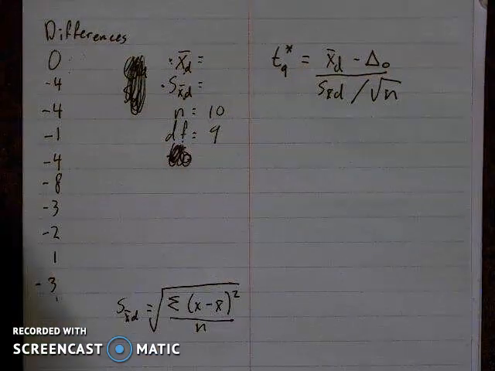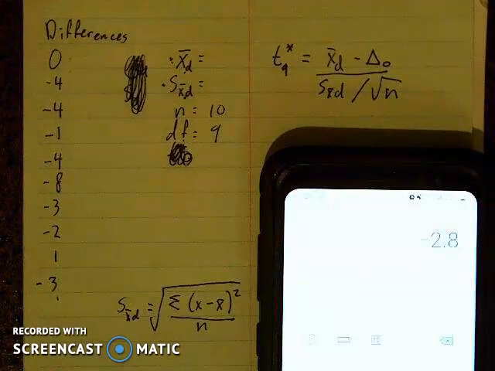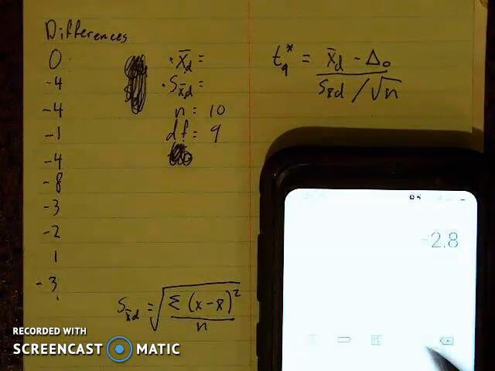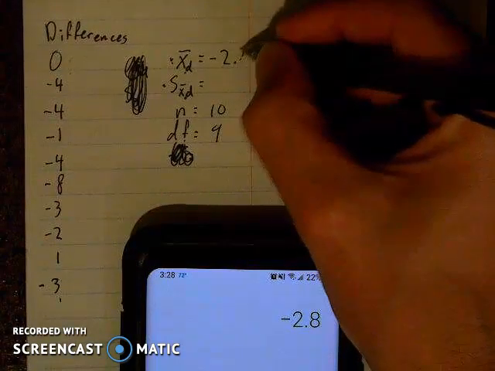This should be a negative 3, by the way. So I'm going to do that real quick. So yeah, when you added all of these values up, you got negative 28. So when you divide negative 28 by 10, you get negative 2.8. So the mean is going to be negative 2.8.